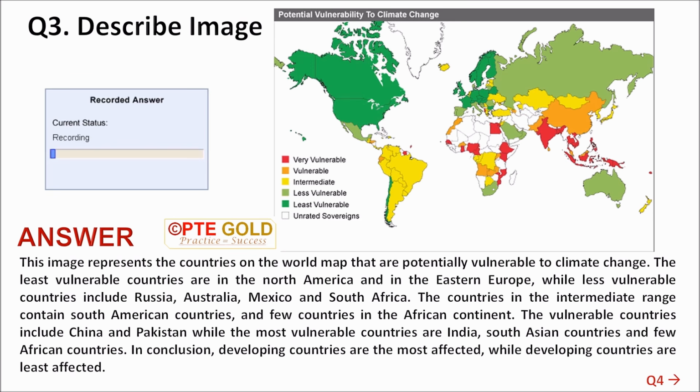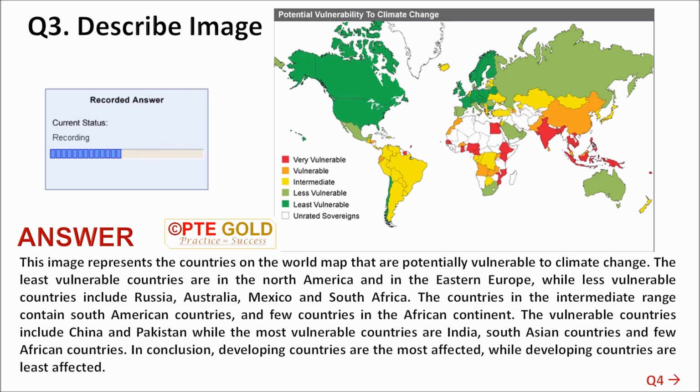This image represents the countries on the world map that are potentially vulnerable to climate change. The least vulnerable countries are in North America and in Eastern Europe, while less vulnerable countries include Russia, Australia, Mexico, and South Africa.